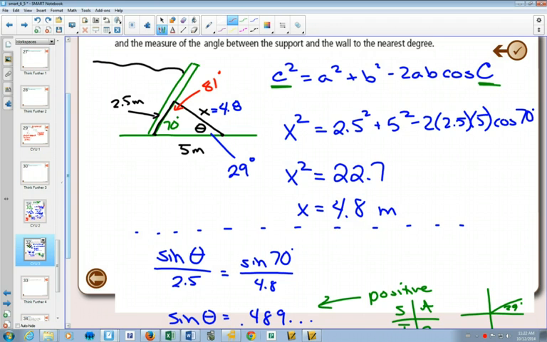So when we look at our triangle, we see the 81, the biggest side is the 5. That matches up. Second biggest angle, the 70. Second biggest side, 4.8. Smallest angle is the 29. Smallest side is the 2.5. That'll always happen with triangles. The question was asking for the measure between the support and the wall. It was asking for the 81. Good, we did have to solve the whole thing. Oh, we could have used the sine law with the 5 and got the 81 that way too.